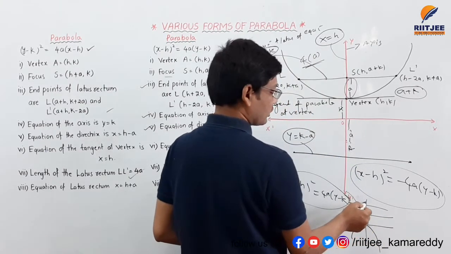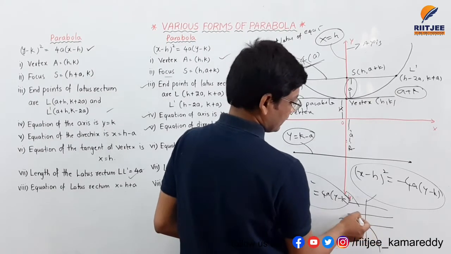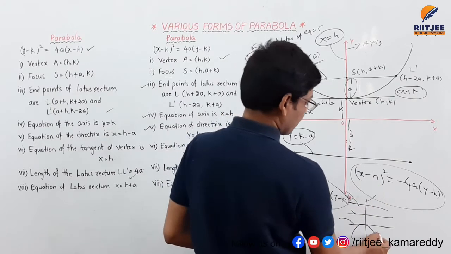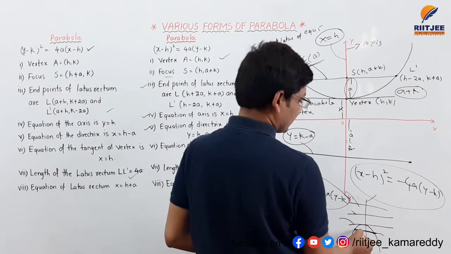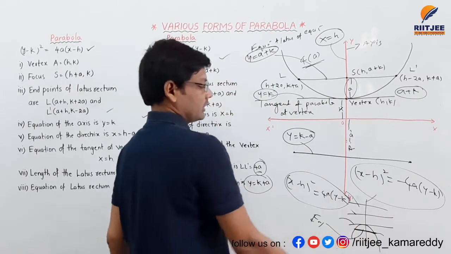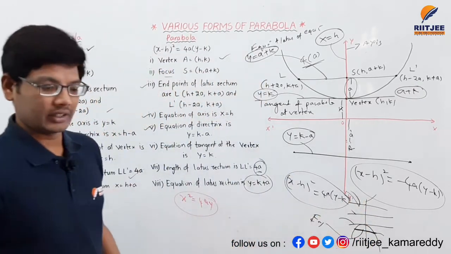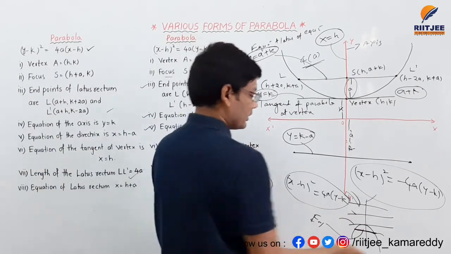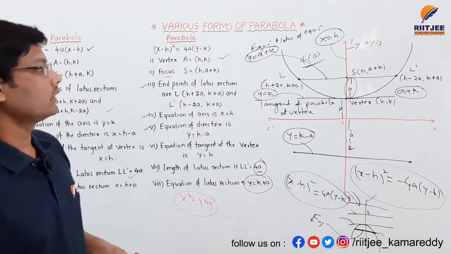This is the directrix, this is the principal axis, this is the tangent at the vertex, and this is the parabola. These are the end points of the latus rectum, this is the length of the latus rectum, and this is the equation of the latus rectum. This is the vertex, this is the focus, this is the directrix. This is not passing through the origin, this is the origin here. So this is all about the points of the parabola.